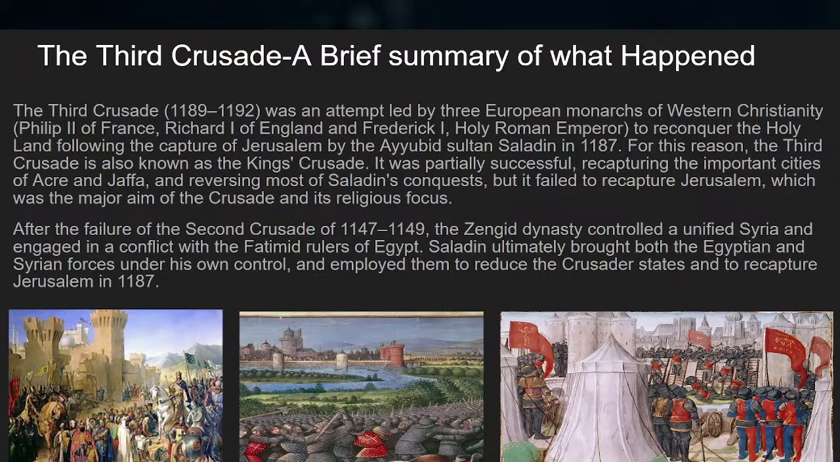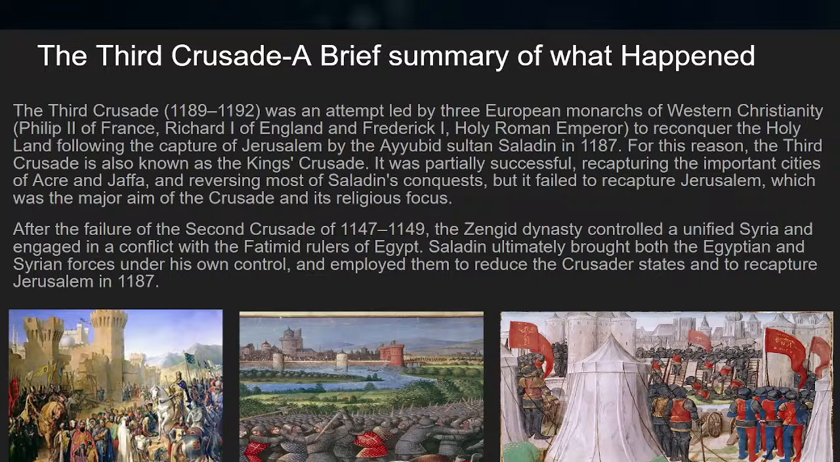For this reason, the Third Crusade is also known as the King's Crusade. It was partially successful, recapturing the important cities of Acre and Jaffa and reversing most of Saladin's conquests. But it failed to recapture Jerusalem, which was the major aim of the crusade and its religious focus.